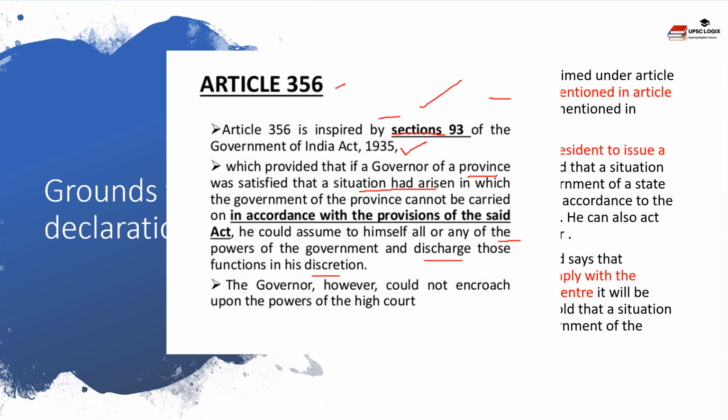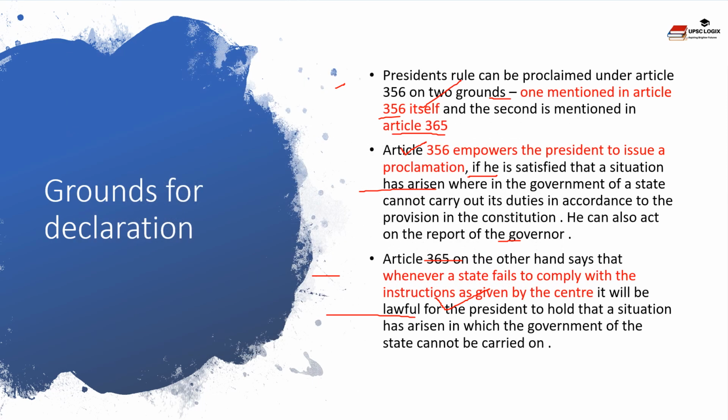The governor, however, could not encroach upon the powers of the High Court, and the same remains for the President of India as well, that he cannot encroach upon the powers of the High Court of the state in which the President's rule has been imposed. So let us have a look at what Article 356 has to say. It empowers the President to issue the proclamation if he is satisfied that a situation has arisen where the government of a state cannot carry out its duties in accordance with the provisions in the Constitution.